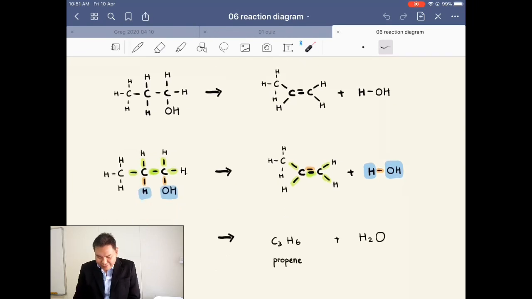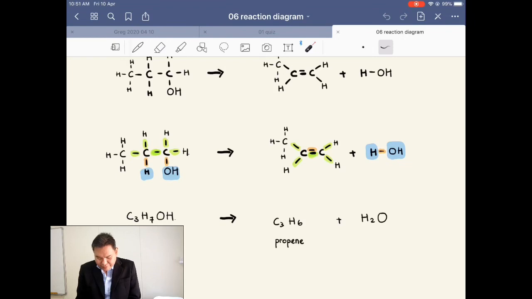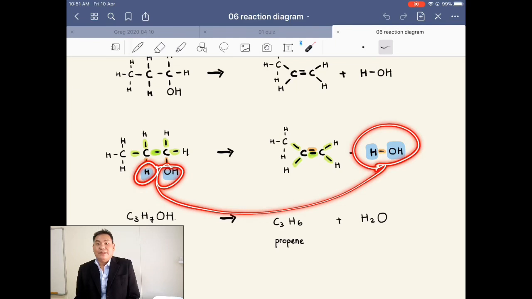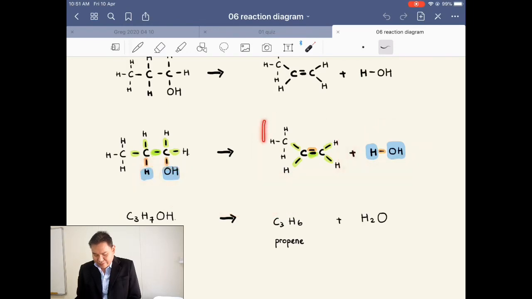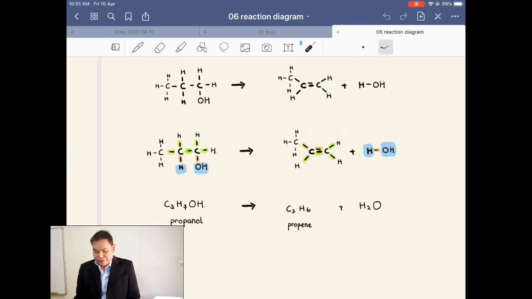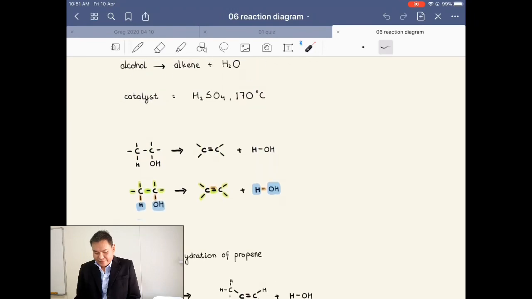You have propanol with one OH here, and you remove the neighboring H, and you form H2O there. The organic product is a double bond like this. It's called propene, C3H6. So you're removing H2O from the molecule.